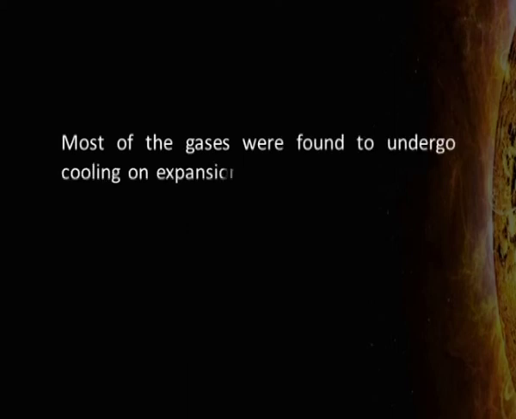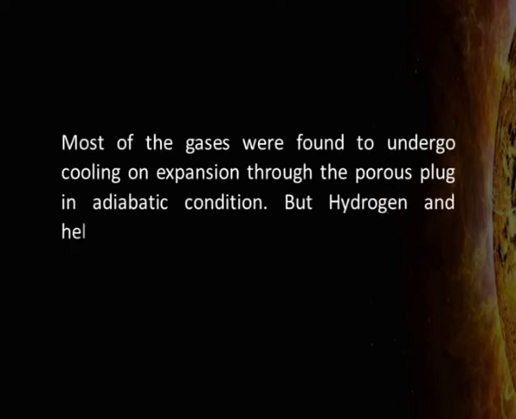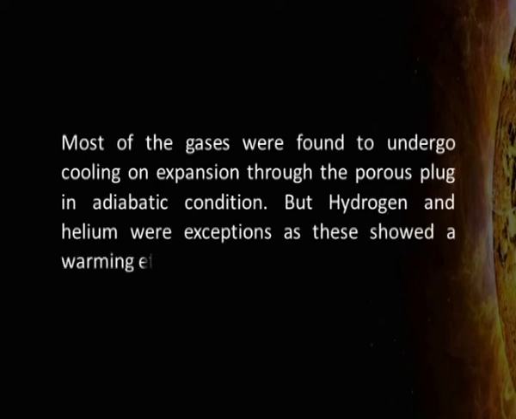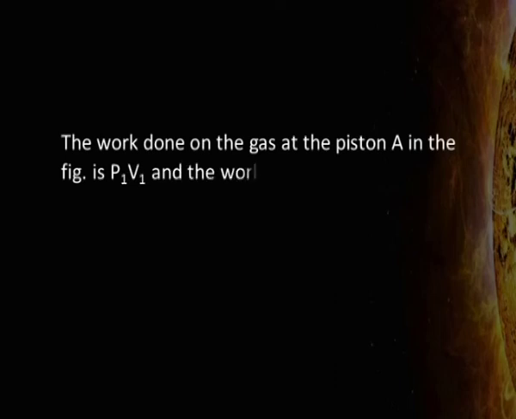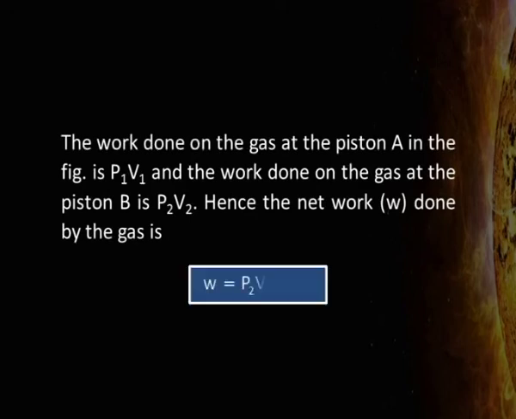Most of the gases were found to undergo cooling on expansion through a porous plug in adiabatic conditions, but hydrogen and helium were exceptions as they showed a warming effect instead of cooling. The work done on the gas at the piston A in the figure is P1 V1 and the work done on the gas at the piston B is P2 V2. Hence, the net work done by the gas is P2 V2 minus P1 V1.